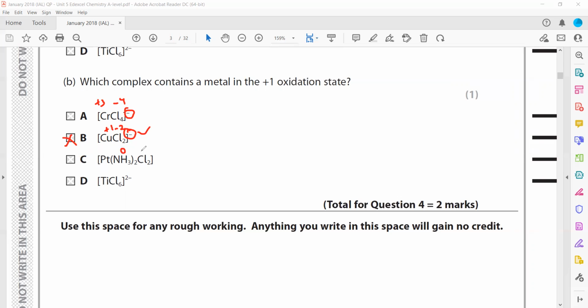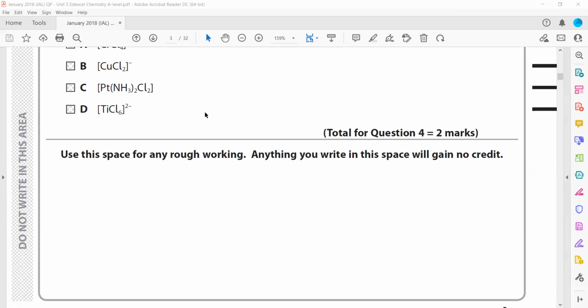Here, this is a neutral ligand. This will be -2. So platinum should be +2 because overall it has no charge. And here -6, so this should be +4. So overall will be -2.